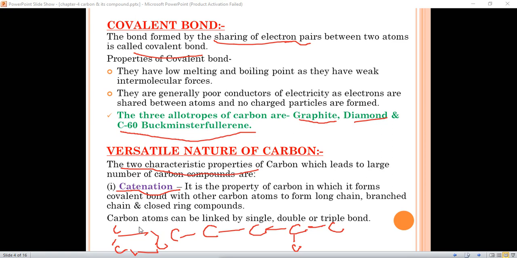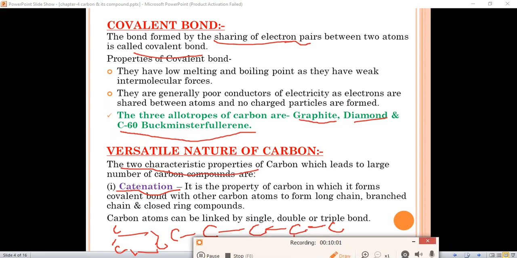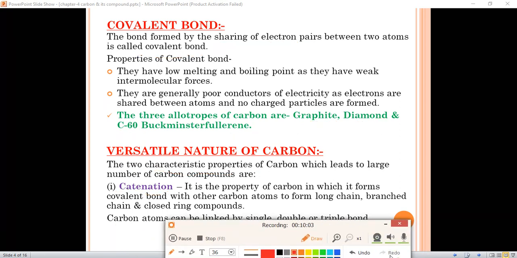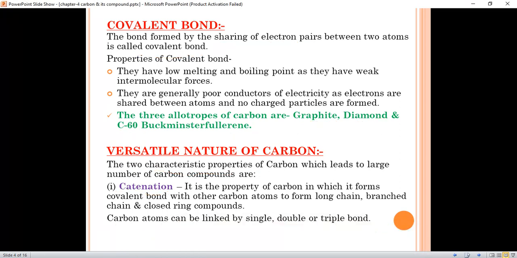Catenation is a property of carbon by which it can form covalent bonds with other carbon atoms to form long chain, branch chain and closed ring compounds. Carbon atoms can be linked by single, double or triple bond. Means the bond between the carbon atoms can be single, can be double or can be triple bond. So you have to remember the definition of catenation.